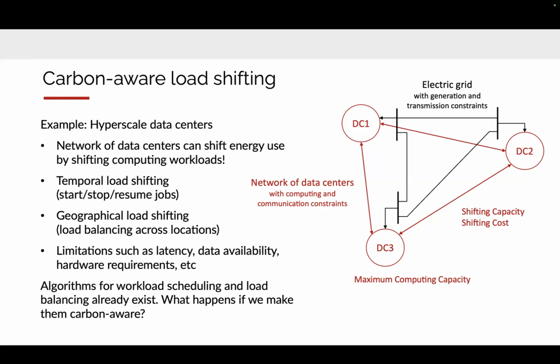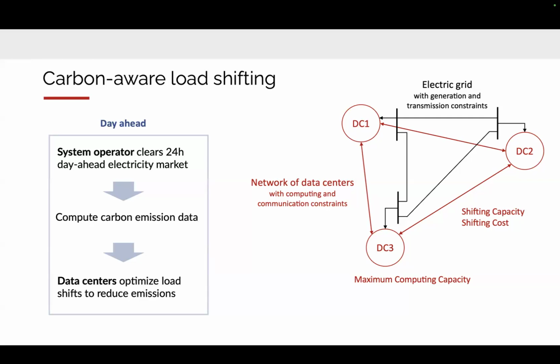And if you look into the literature on this in the computer science domain and computing systems, there's been an increasing interest in exactly making these scheduling algorithms carbon aware. And so the question that we are trying to answer here is less, is this possible? It is more, what happens if this vision is realized?